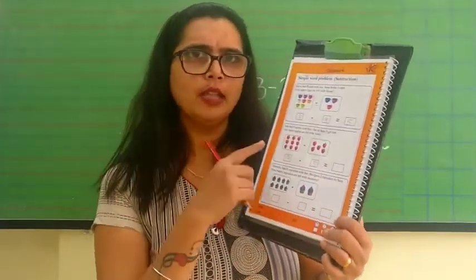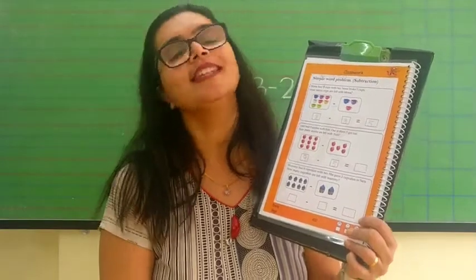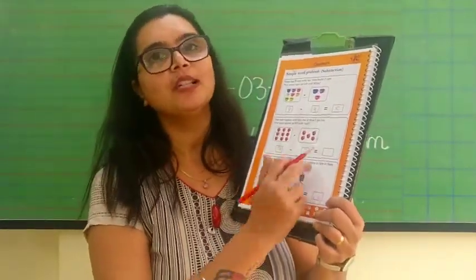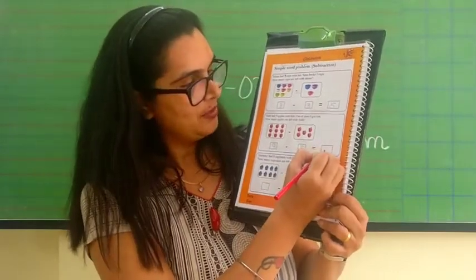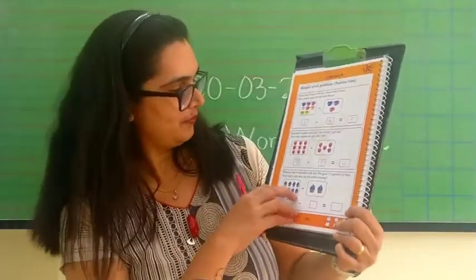5 apples are not there from the 9 apples. So how many are left? Yes, 4 apples are left with Yash. That is 9 minus 5 is equal to 4. So everybody write the answer over here, 4. Let's do the last word problem.